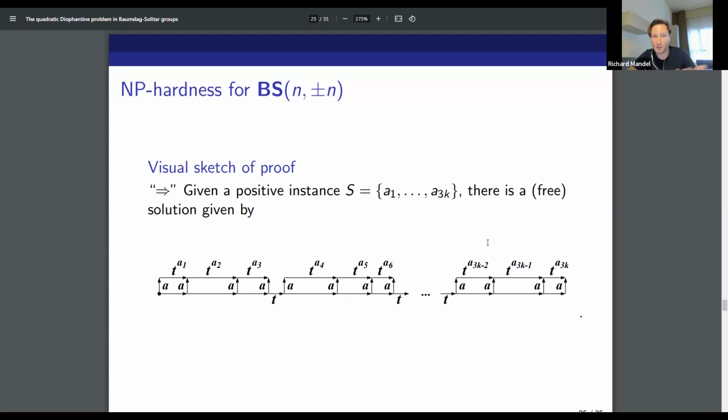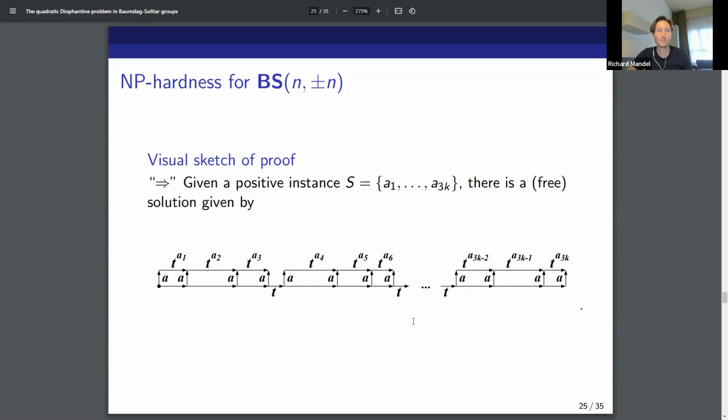and it's a free solution. It works in the free group. So you can read off the solution just from this diagram. And in BS(m,n), it turns out that because of the very constrained geometry, this is the only possible diagram. So if we go in the other direction, and now let's go to the next slide.